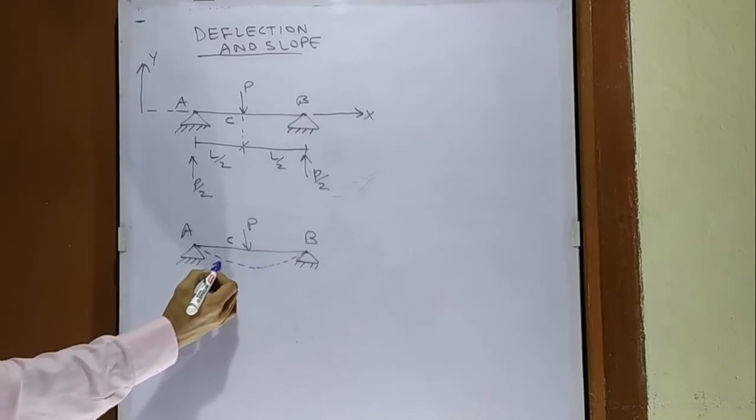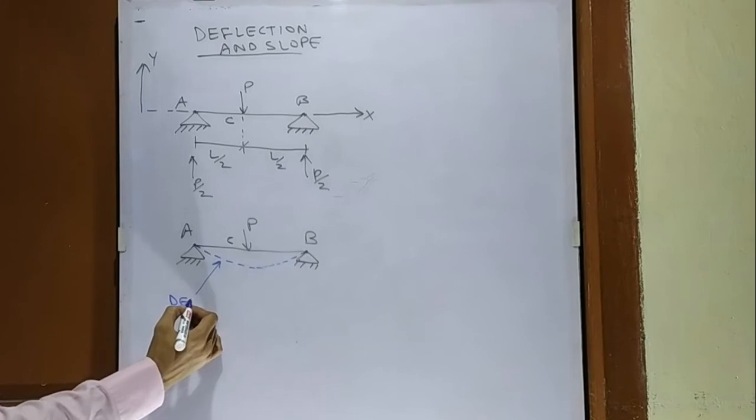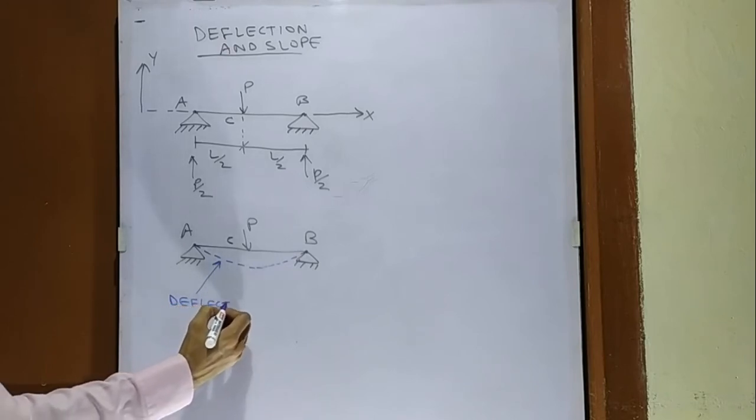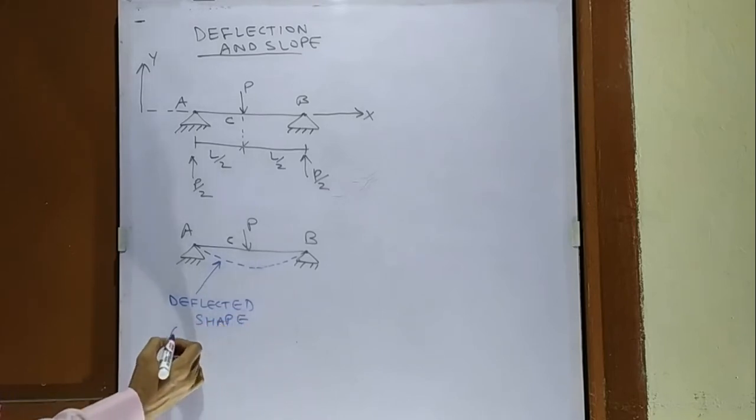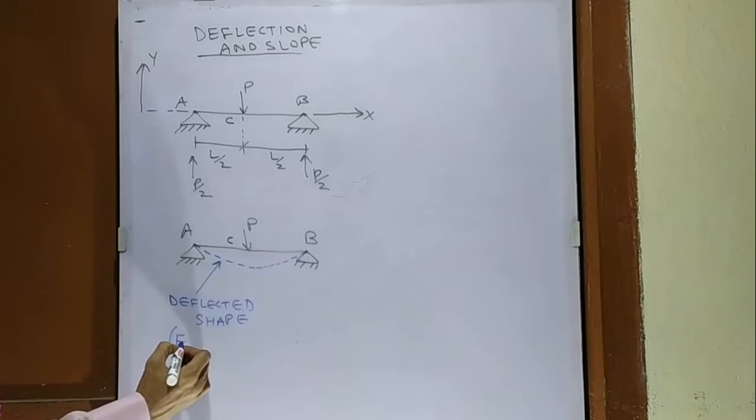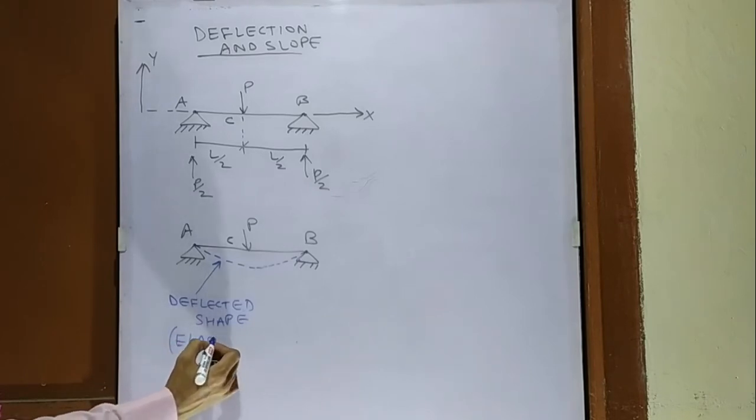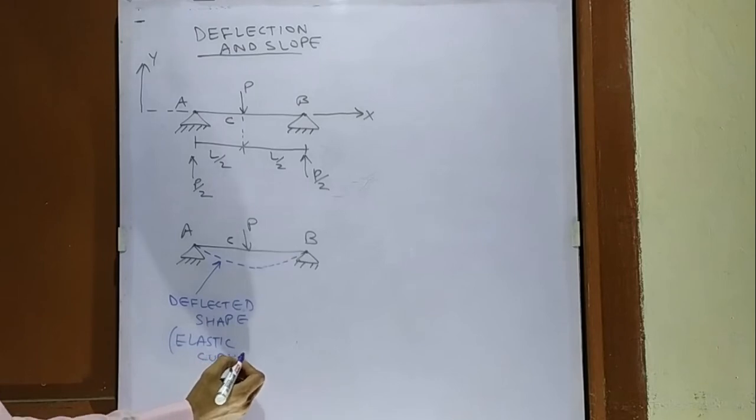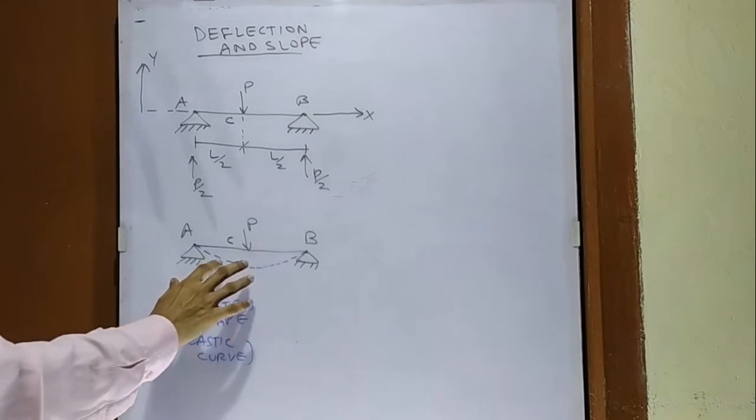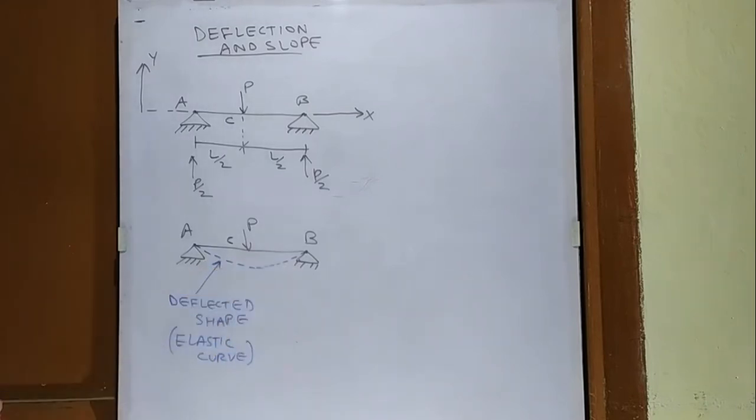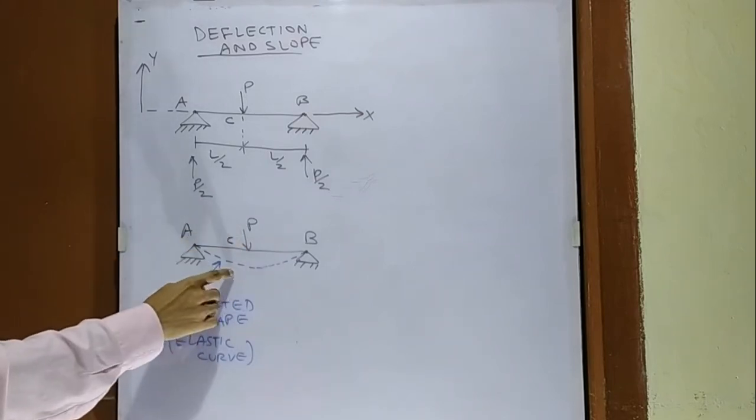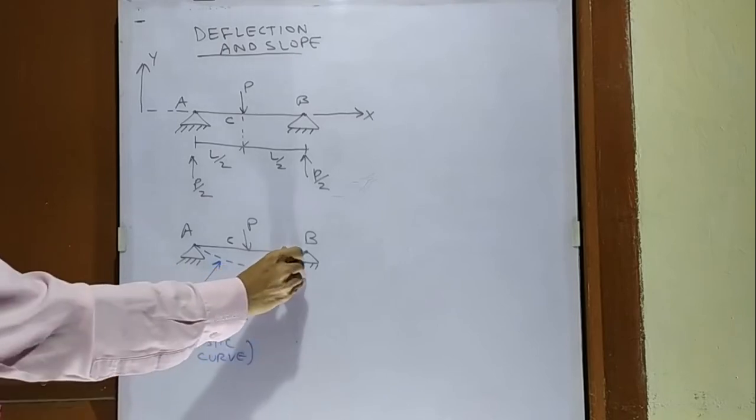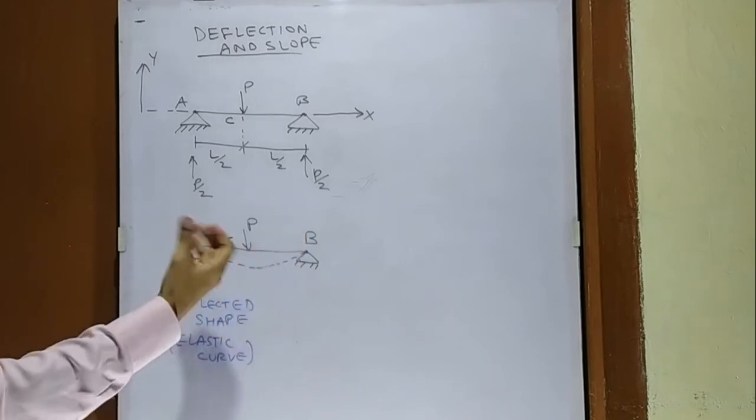This shape we call the deflected shape, or we can also say the elastic curve. These are the very common names of this deflected shape. Now what is deflection? This is the deflected shape of the beam under this loading. The deflected shape will change according to the load. If we apply a load at this point, then the deflected shape will be different.